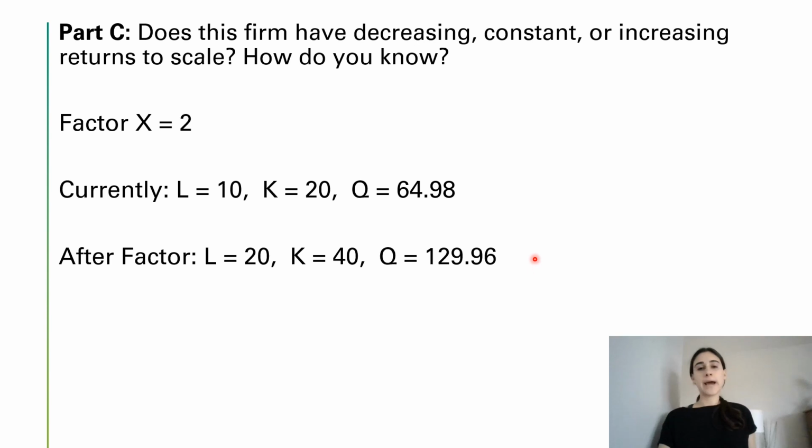Notice 129.96 is exactly double the original quantity. So when we applied a factor to both labor and capital, quantity increased by the same exact factor. So in this case, we have constant returns to scale.